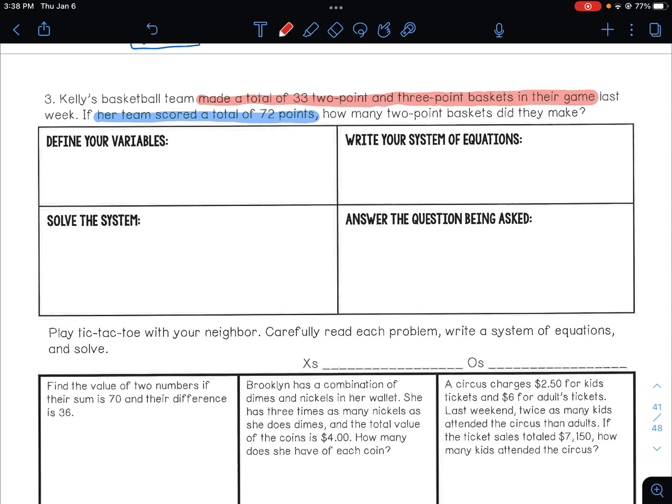Well, let's define our variables. We've got 2 kinds of shots. We've got 2-point shots. Let's just do X as the number of 2-pointers. So how many 2-point shots? How many 2-pointers? And let's do Y as the number of 3-pointers.